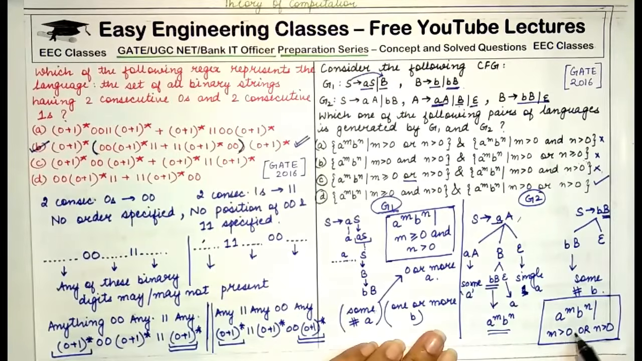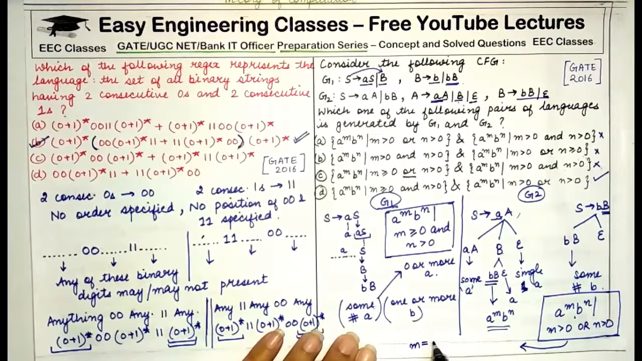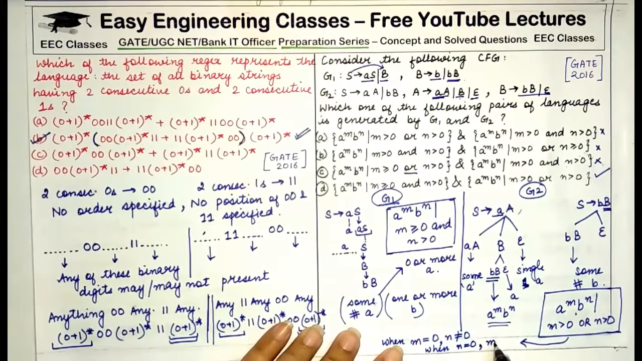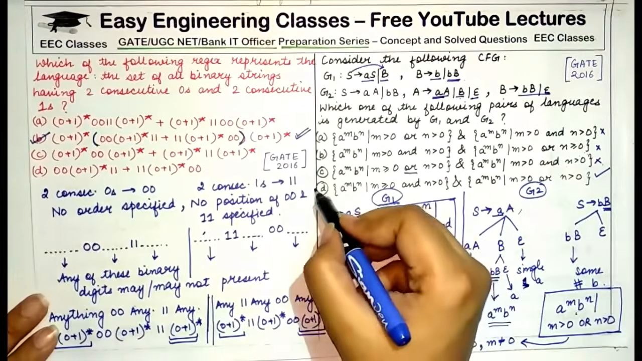Also, M equal to 0 is possible only in the case we have only B's, and N equal to 0 is possible only in the case we have only A's. So this condition basically also translates to when M is 0, N cannot be 0, and when N is 0, M cannot be 0. Okay, so this is another way of writing which has been expressed in option D here.